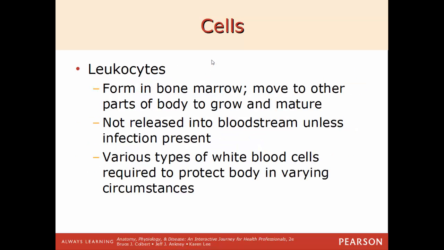All right, leukocytes. These will form in the bone marrow and will move to other parts of the body to grow and mature. Some will stay in the bone marrow, some will go to the thymus. These will not be released into the bloodstream unless an infection is present. Doing blood tests to check for white blood cell counts is a good indicator that an infection may be present. Many of these should only be released when needed if an infection is present. And there are various types of white blood cells that are required to protect your body in varying circumstances.